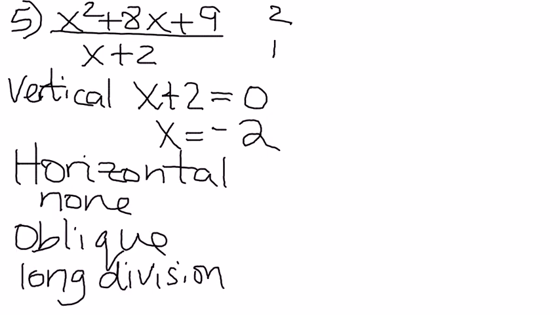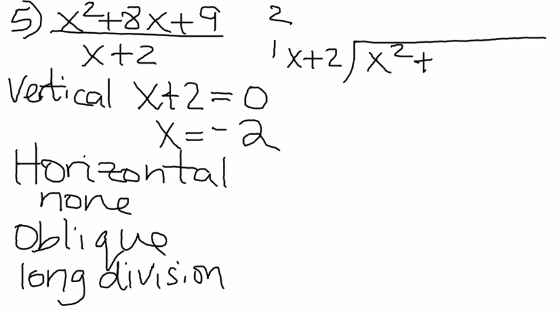Because the degree on the top is bigger than the one on the bottom, we have to do our long division to find our oblique asymptote. So let's set up our long division. The denominator is the divisor. Inside is the numerator. If there wasn't a value that's there, we would have to put a placeholder, but since we have an x squared, an x, and a constant, we are good.